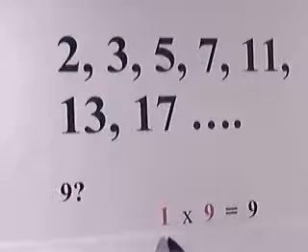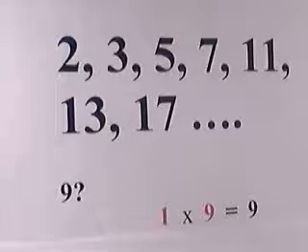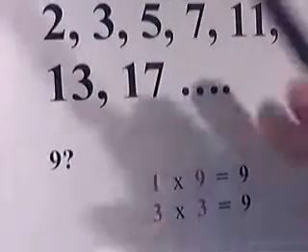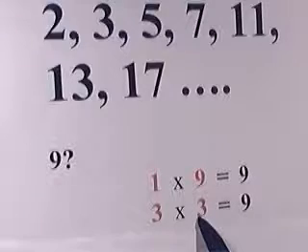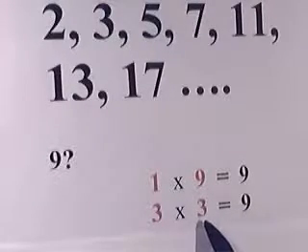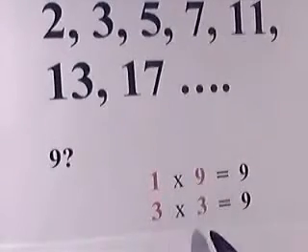Well, certainly 1 times 9 is 9, but if you look at this, you will see that 9 has another factor pair, 3 times 3. So in actual fact, 9 has 4 factors, and so it's not in this list of prime numbers.